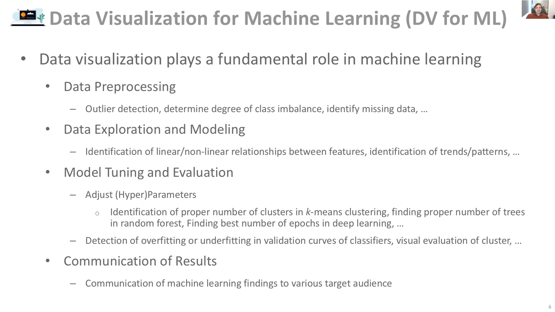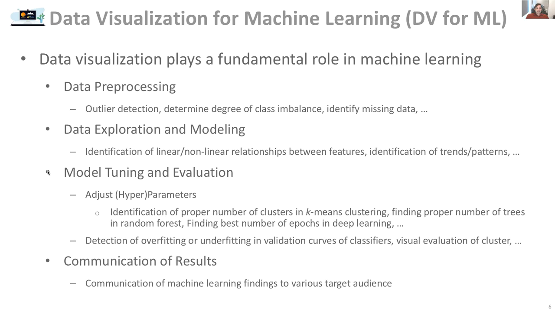At the same time, data visualization plays a fundamental role in machine learning. In almost every step of machine learning, visualization comes into play. In the data pre-processing step, we use data visualizations to detect outliers, to determine the degree of class imbalance in our dataset, to identify missing data, and so on and so forth. When we want to explore the data, visualization enables us to identify linear or nonlinear relationships between features in the dataset and also to identify trends and patterns in the data.